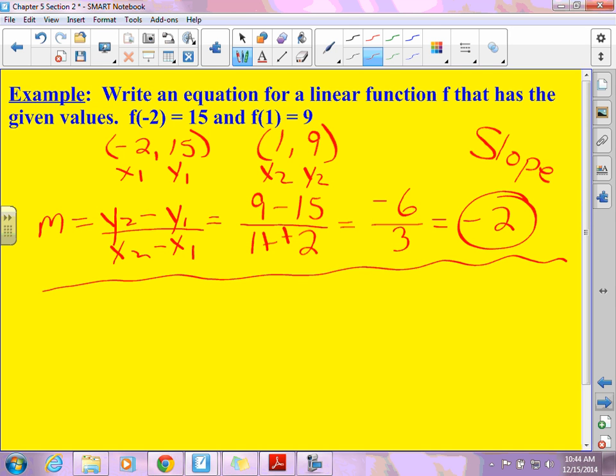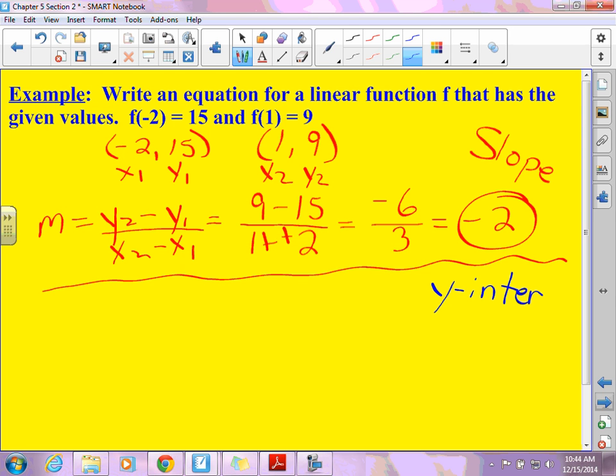Okay, so I found my slope. Now what am I going to do? Yep, I need to find my y-intercept. Okay, so what am I going to do? Pick a point. Which one do you want to pick? 1, 9. I would too, because it's the smaller numbers, but it doesn't really matter. And I'm going to take my slope, which is -2. Y equals mx plus b.